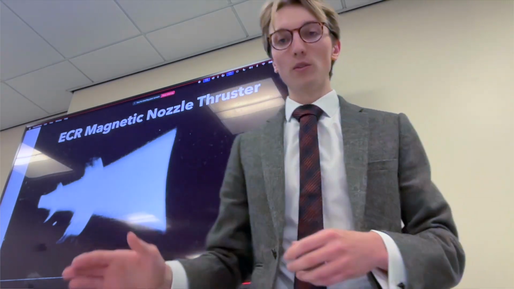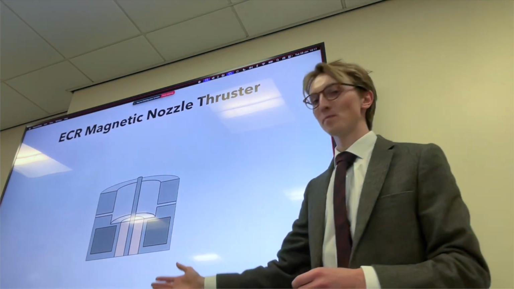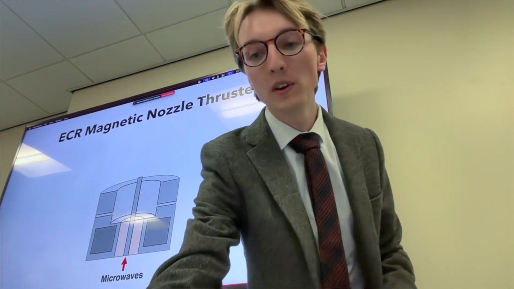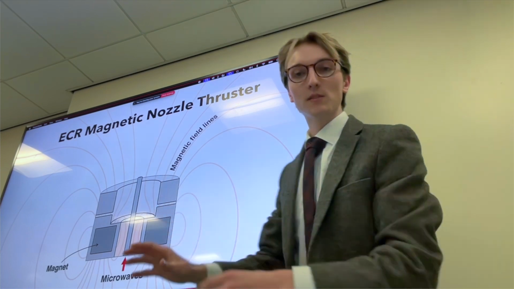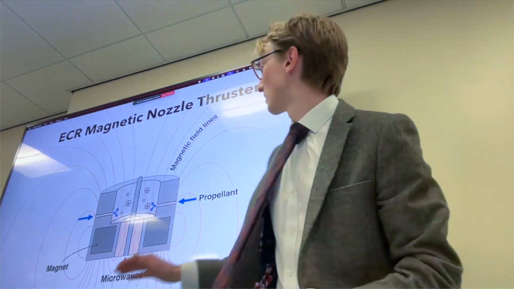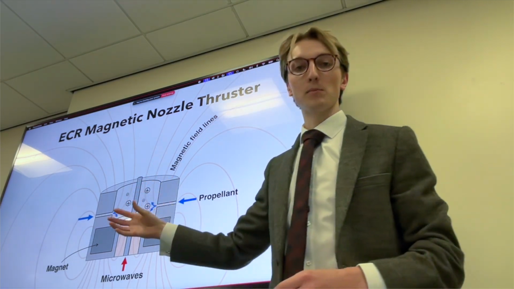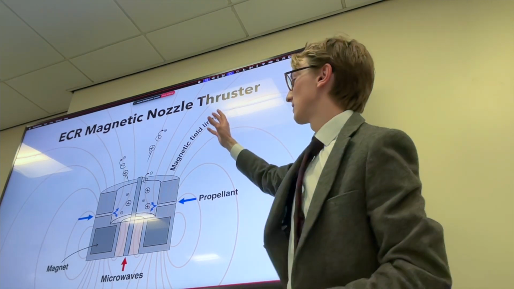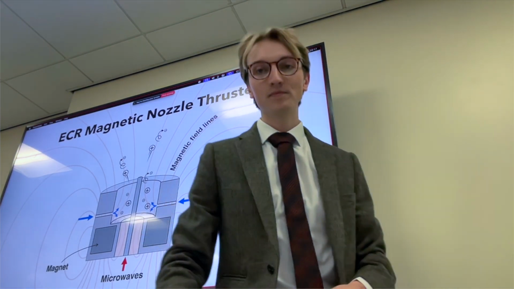So in order to do that, I created this cross-section of an ECR thruster. And you can see here we insert microwaves in the bottom, and we have a magnet which generates a magnetic nozzle, these magnetic field lines. We insert propellant in the sides. That's ionized by the microwaves, turns into a plasma inside the thruster. And the plasma is repelled by the magnet, and that creates our thrust.